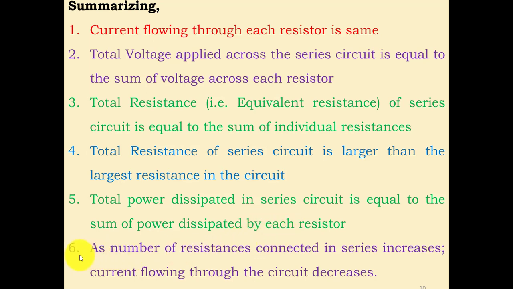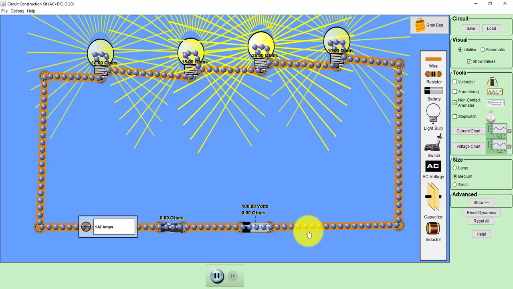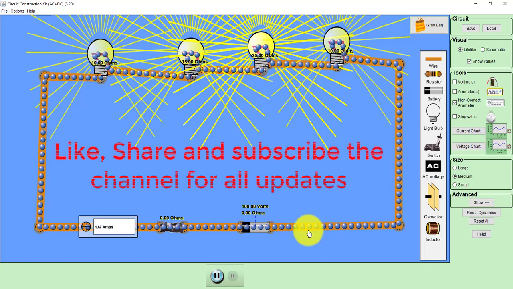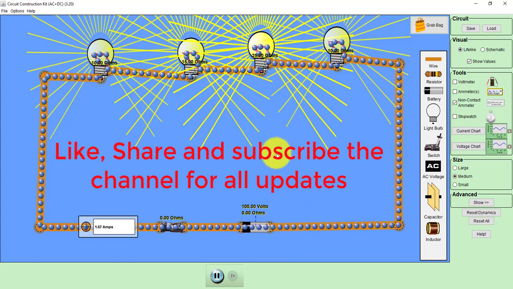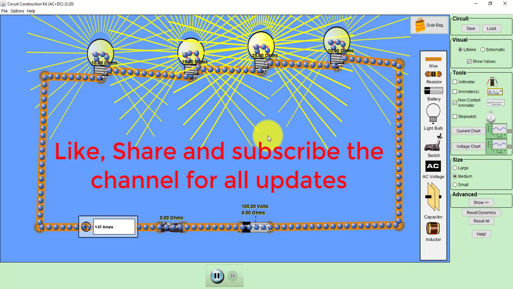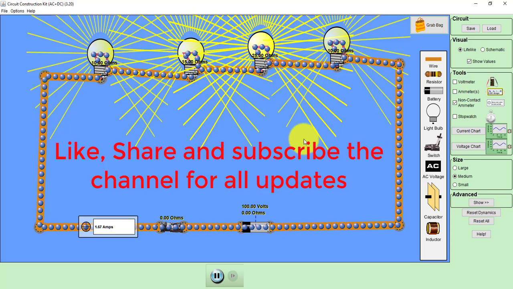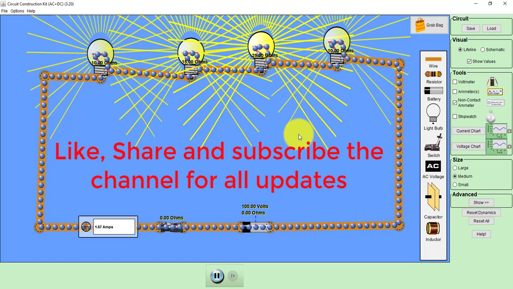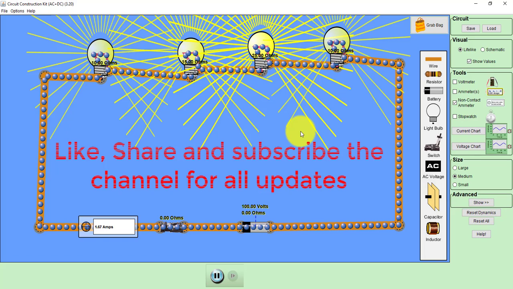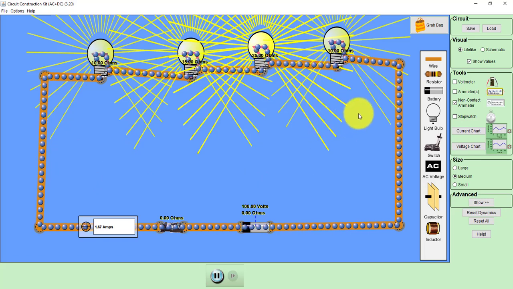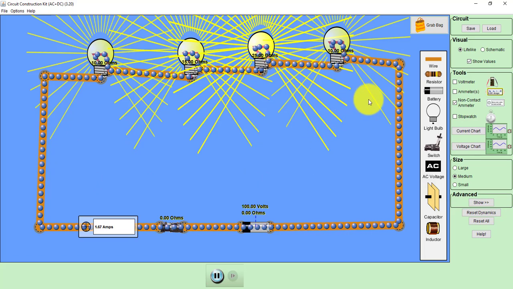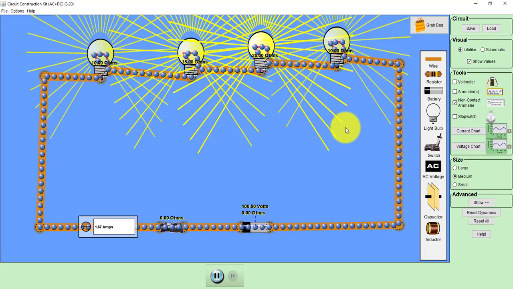And the last characteristic, sixth, as number of resistances connected in series increases, current flowing through the circuit reduces or decreases. So I hope you have understood the concept of series circuit and how we can use this particular tool, that is the PhET tool, that can be used for constructing various circuits. I would like to thank University of Colorado Boulder for providing this particular tool, which is free of cost, that can be used to understand complicated concepts.